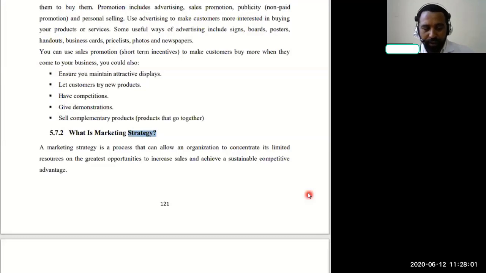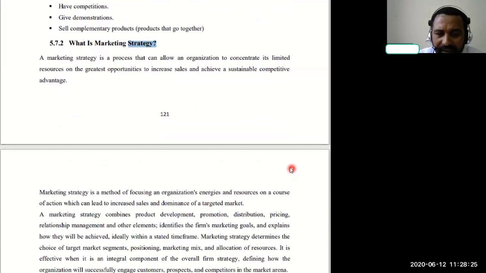Using either product, price, distribution channel or place, or promotion, you can increase the sales of the organization, or you can take over the advantage of the competitors, which means competitive advantage. So marketing strategy is a method of focusing an organization's energy and resources on a course of action. Simply, strategy means course of action. That can lead to increased sales and dominance of the market share or target market.